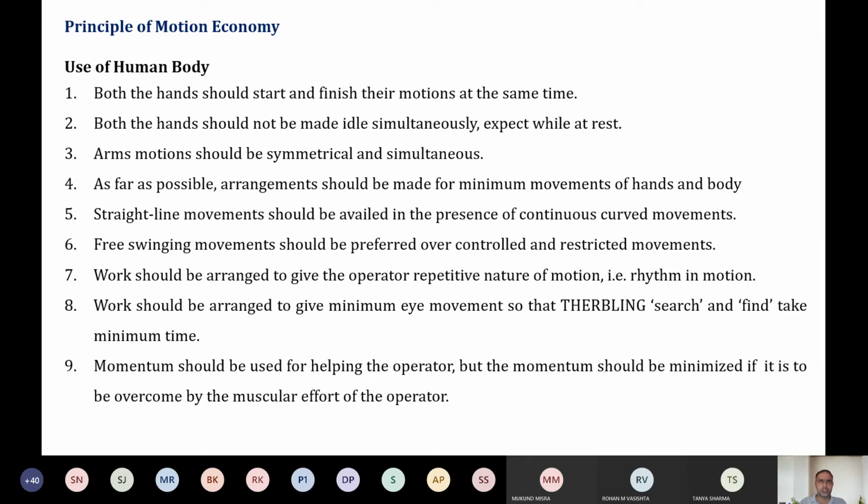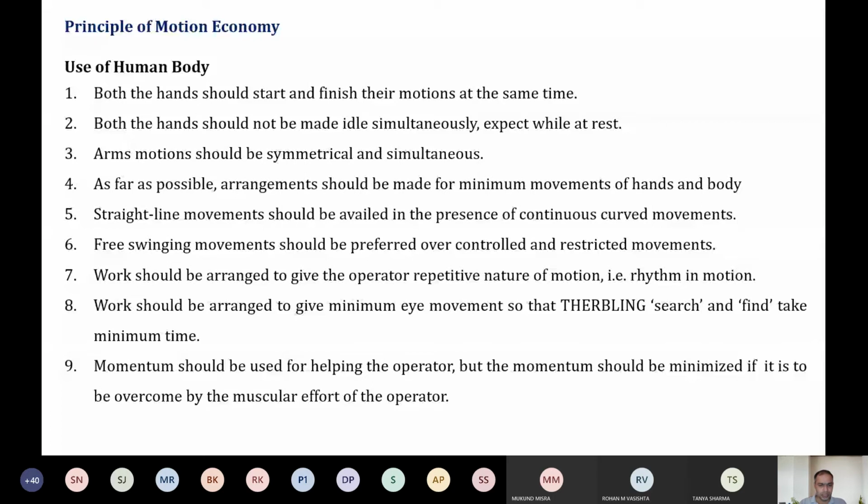Then the motion should always be in a rhythmic fashion. If you're doing a job continuously, there should be a rhythm. If you have rhythmic motion, you don't feel the pain as much, and it will not affect you mentally or psychologically. And you should try to avoid search and find. If you're searching continuously for something here and there, you will not be able to focus on the work you are going to do.